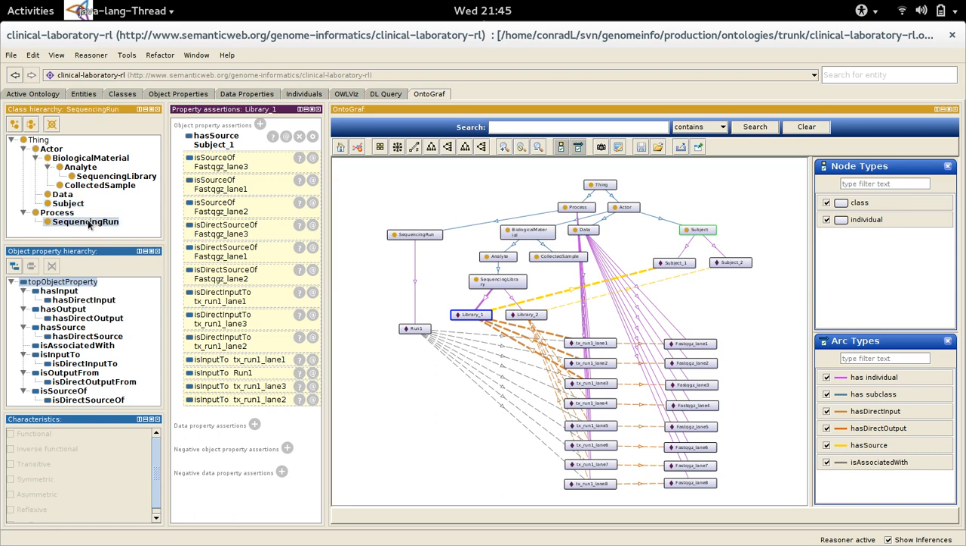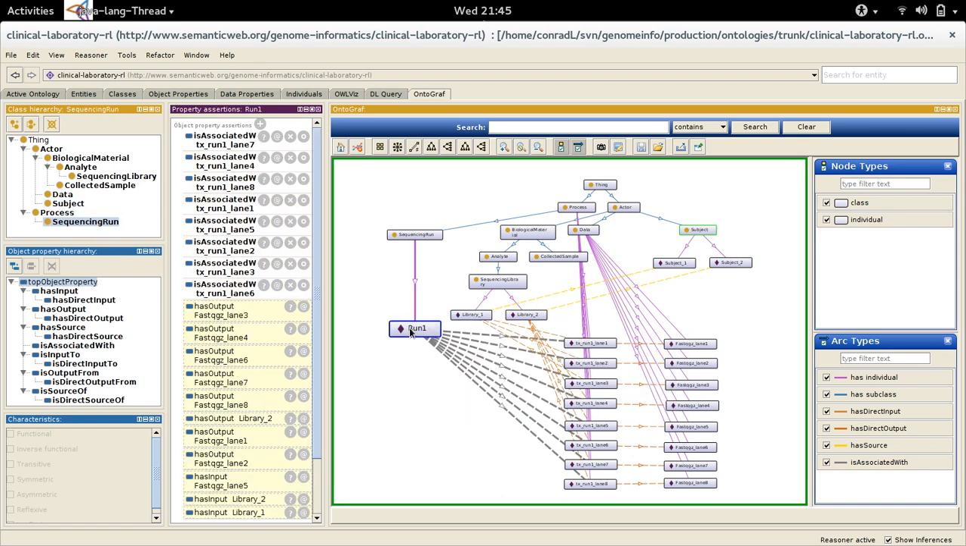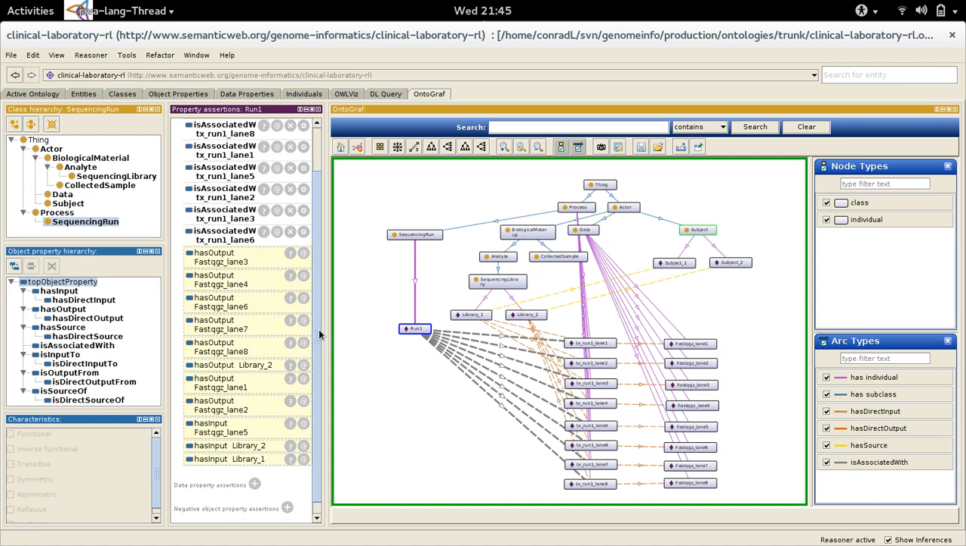The sequencing run here that we asserted was associated with all the lane level processes is also inferred to be having the output of all the fastq GZs and having the input of the two libraries. None of these things we actually asserted directly, and these are all relations that are inferred by the reasoner.